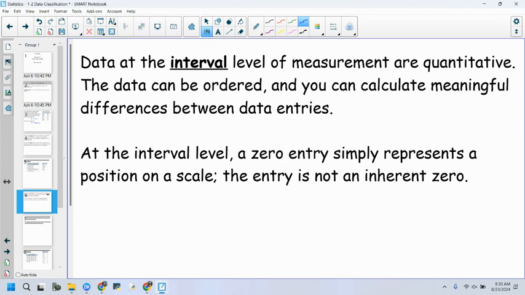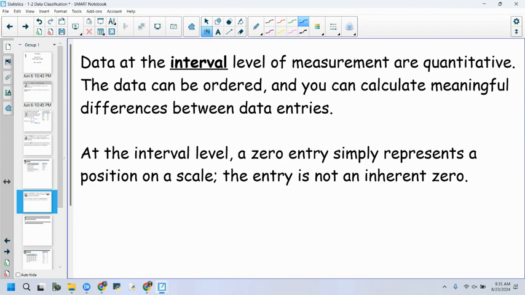At the interval level, a 0 entry simply represents a position on a scale. That's the key thing that really separates interval level from the next one, which is called ratio level. At the interval level, 0 is just a value on a scale. It doesn't really mean 0 of that thing. It just means it's 0 on a scale. I like to think about that as temperature. 0 is just a value that represents a single temperature, and it's just a position on a scale. I could go below 0, I could go above 0.